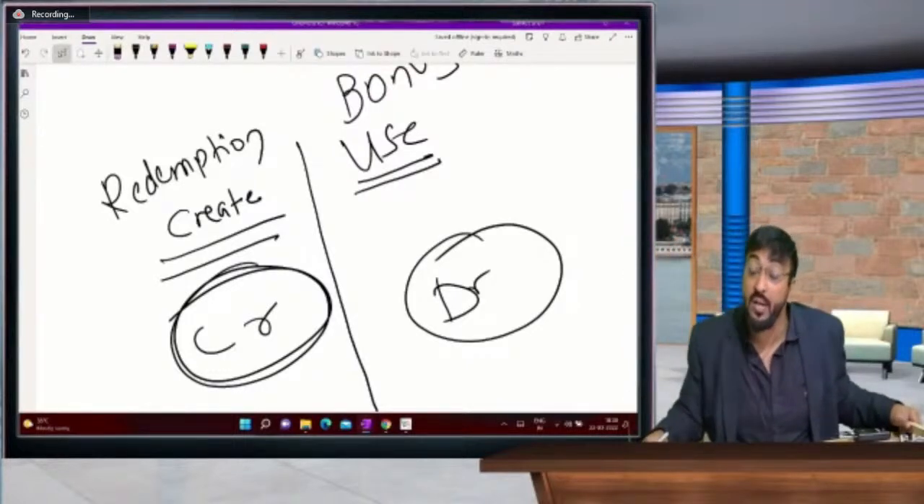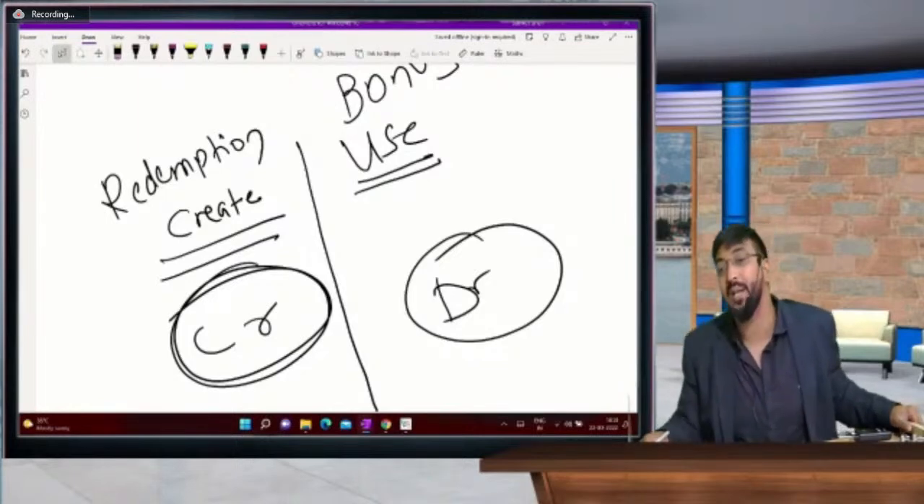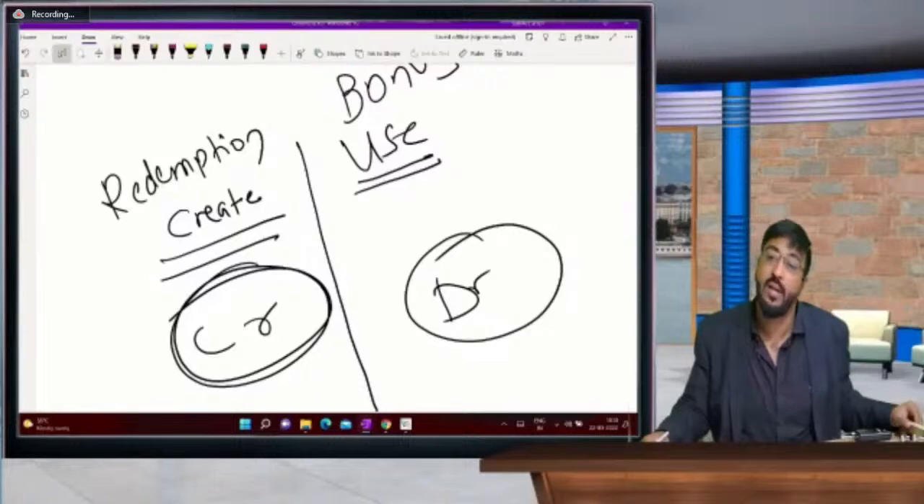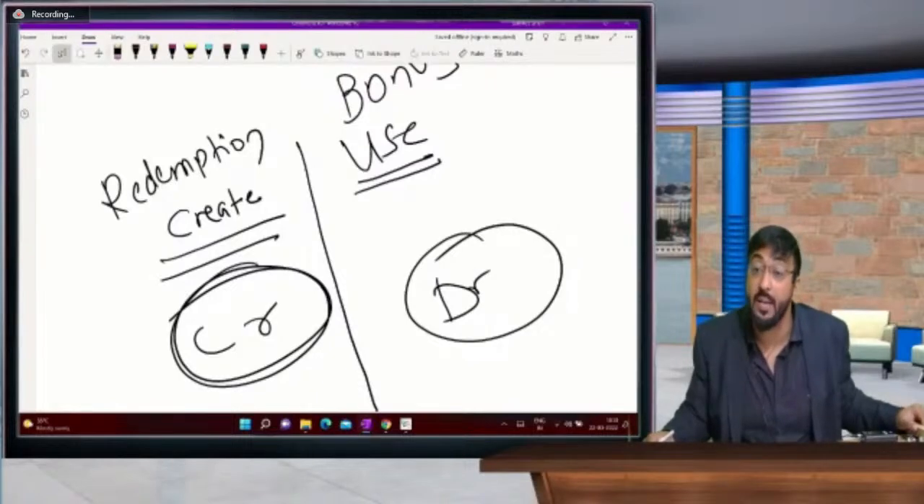But in case your company is in loss, but the issue price is more than face value, then it is security premium, beta. It is created directly.